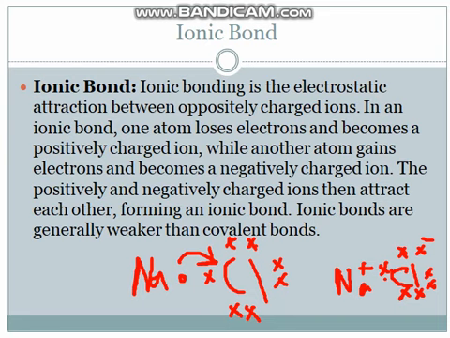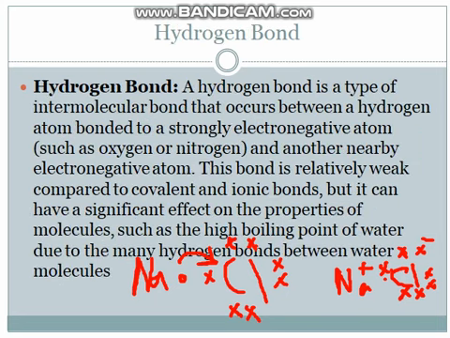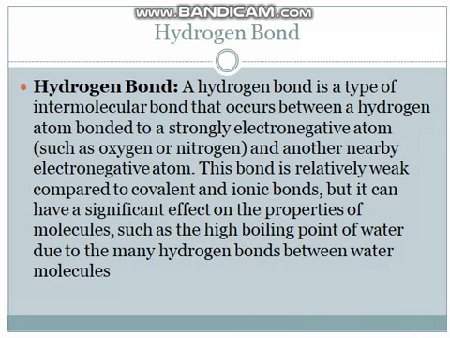Let's move on to the next slide. We've got the ionic bond, the covalent bond, and then the hydrogen bond. So let me just erase everything. A hydrogen bond is a type of intermolecular bond that occurs between a hydrogen atom bonded to a strongly electronegative atom, such as oxygen or nitrogen, and another nearby electronegative atom. This bond is relatively weak compared to covalent and ionic bonds, but it can have a significant effect on the properties of molecules, such as the high boiling point of water due to the many hydrogen bonds between the water molecules.